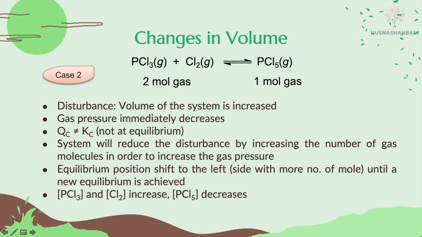So you need to increase back the gas pressure. In order to increase the gas pressure, you need more moles per unit volume. So the equilibrium shift will proceed to the left. The system will reduce the disturbance by increasing the number of gas molecules in order to increase the gas pressure. The equilibrium position shifts to the left side, with more moles, until a new equilibrium is achieved. When the equilibrium position shifts to the left, the product concentration will decrease and the reactant concentrations will increase.